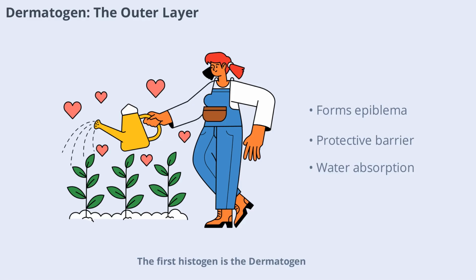First histogen is the dermatogen. This group of cells is responsible for forming the outermost layer of the root, known as the epiblema or epidermis. The epiblema acts as a protective barrier and is involved in the absorption of water and nutrients from the soil. By understanding the role of the dermatogen, we can appreciate how plants protect their delicate root tips while still allowing for essential interactions with their environment.